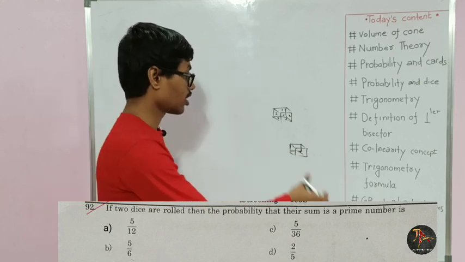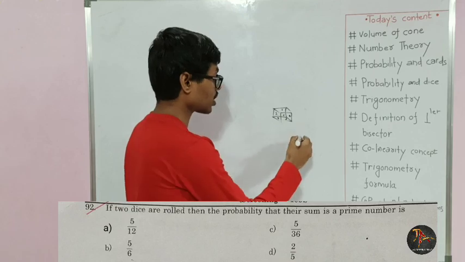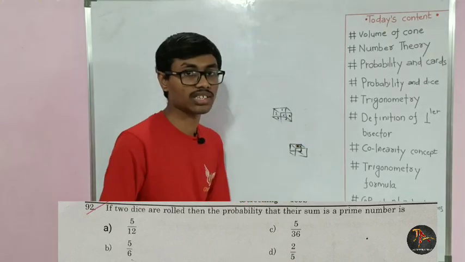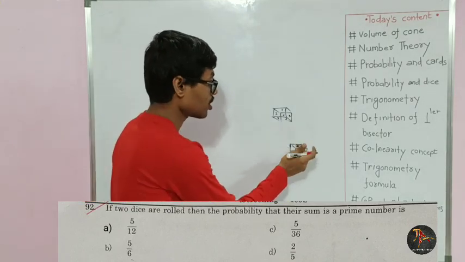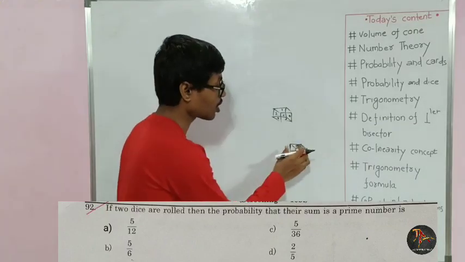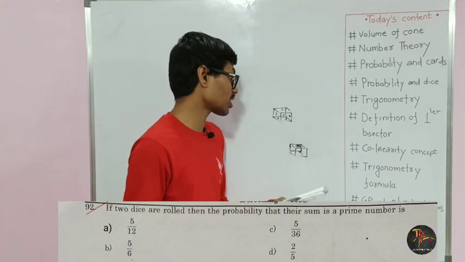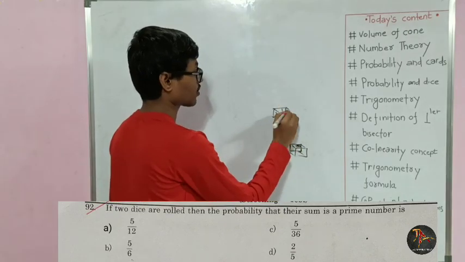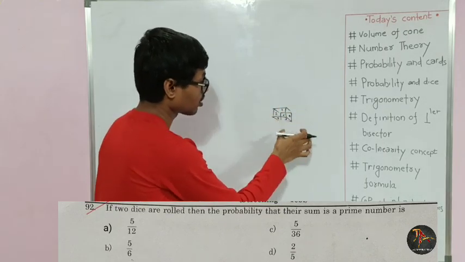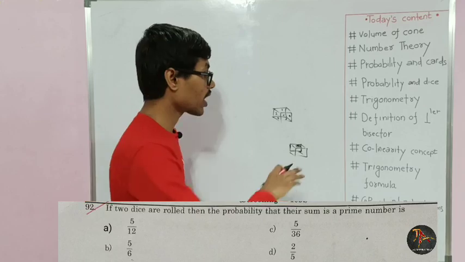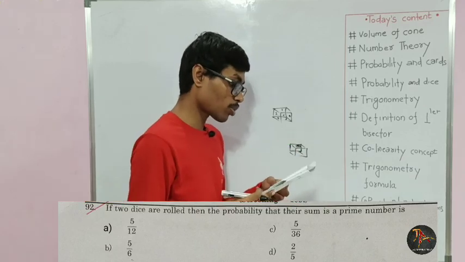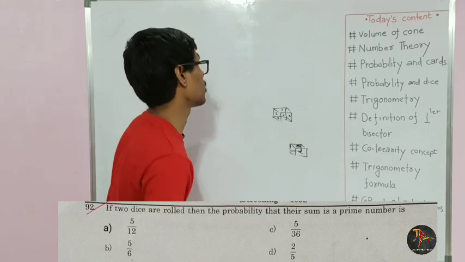अगर हम फेंकते हैं तो कोई भी एक आता है, ऊपर वाले सरफेस पे जो नंबर आता है वो नंबर हम कंसीडर करते हैं. तो if 2 dice are thrown, now there are 2 dice. 1 dice and another dice. Now the probability that their sum is prime number.